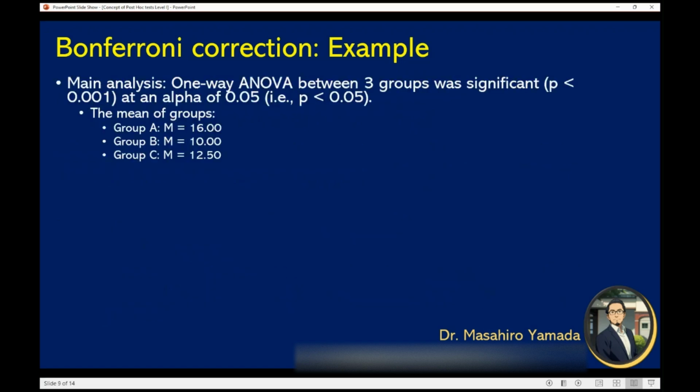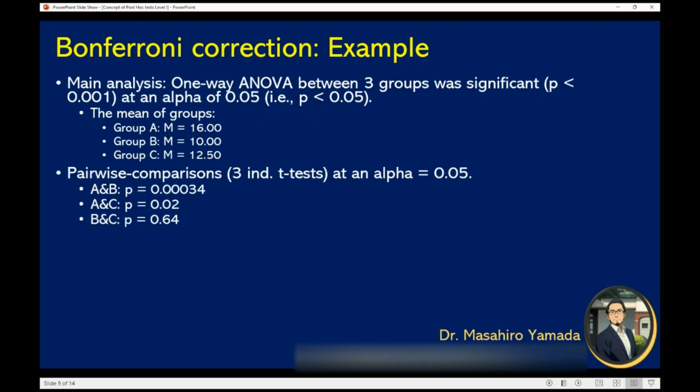So let's go through some examples. Just for clarification, all the numbers I introduced are completely hypothetical. I didn't run any stats or make any calculations, okay? So imagine the main analysis, a one-way ANOVA between 3 groups, was significant. The group mean was 16 for group A, 10 for group B, and 12.5 for group C. Before you do a pairwise comparison, you set an alpha.